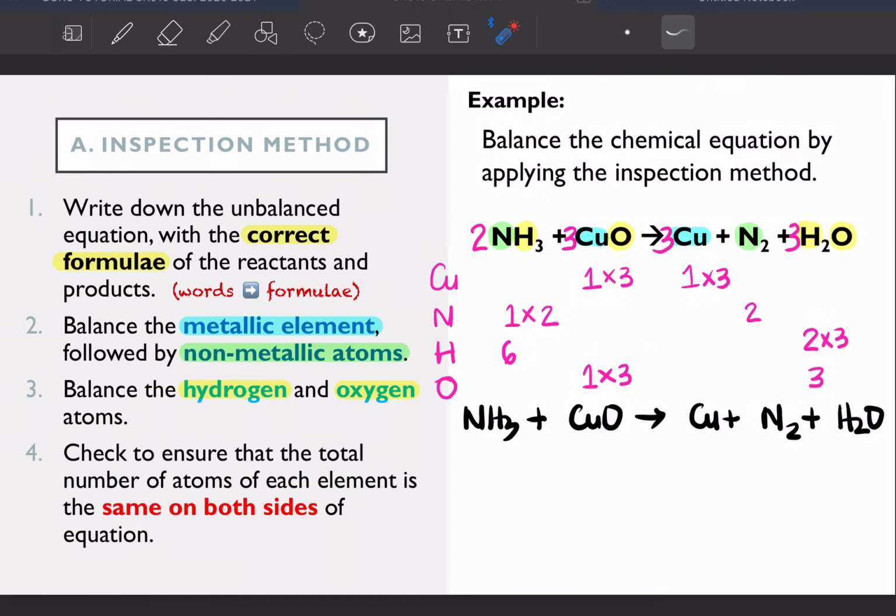So tengoklah. Okay, on your left you have 2 nitrogen. 2 nitrogen on your right. 6 hydrogens. 6 hydrogens on your right. 3 copper on your left. 3 copper on your right. 3 oxygen on your left. 3 oxygen on your right. Okay, so sekarang kita tahulah that our number of atoms of each element is the same on both sides. Okay, so jawapan awak kat sini ada 2, 3, 3. Ni tak ada, ni 3. Okay, so that's your answer.